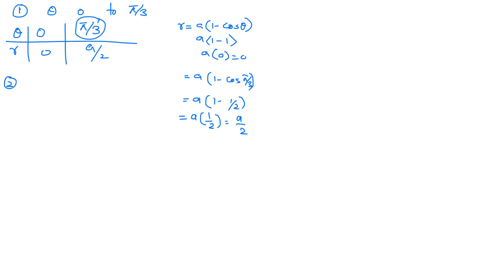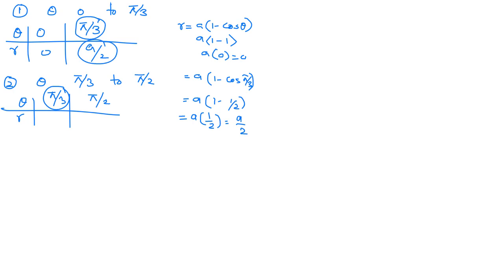The second point is theta from pi by 3 to pi by 2. Put theta, put r. Theta pi by 3 we already calculated, that is a by 2. For pi by 2, cosine pi by 2 is equal to what? 0. 1 minus 0 is 1. So you will get a. So these are the 2 points.